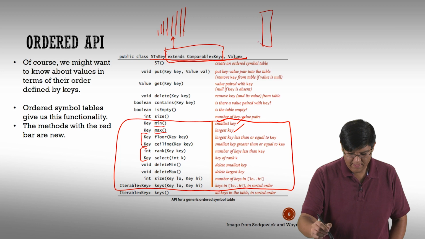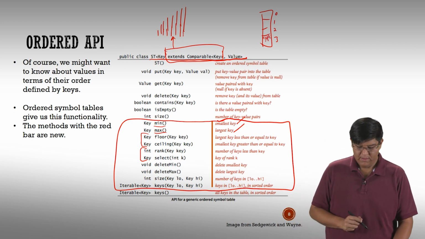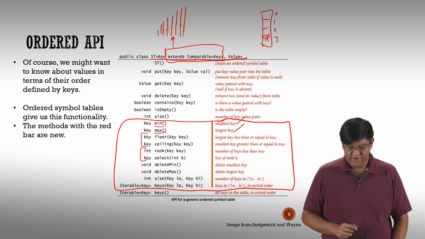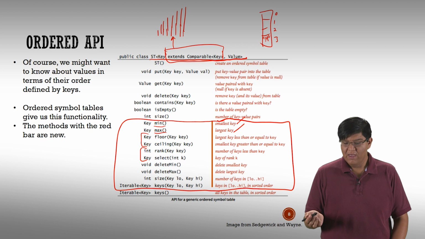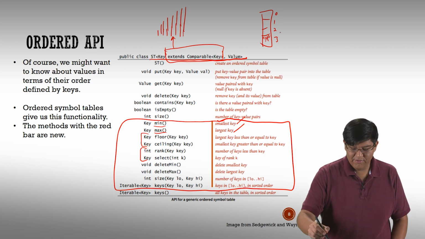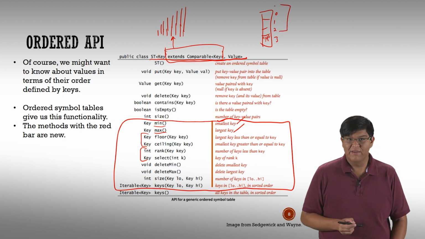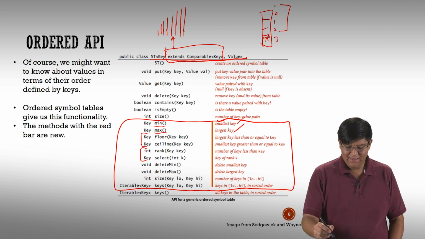Let's have an array with, I don't know, 4 slots: 0, 1, 2, 3. Imagine I have A over there in slot 3. So notice that I have rank. Rank's description is number of keys less than key. So if I do rank of A, I get the number 3 because there are 3 things before it. Rank of A would return 3.